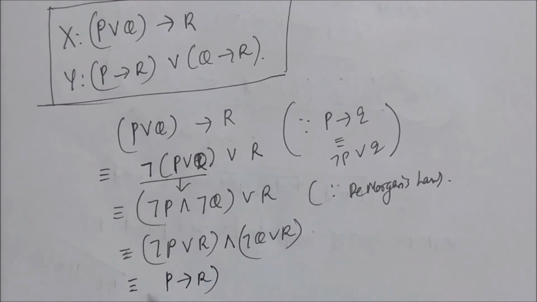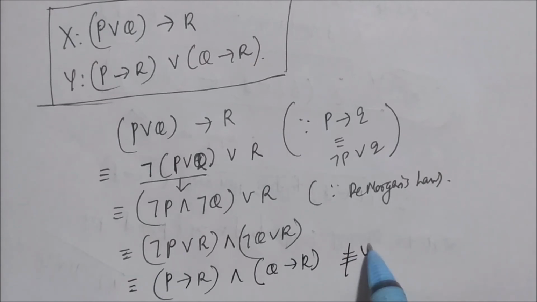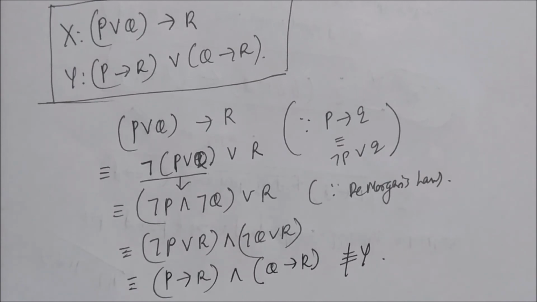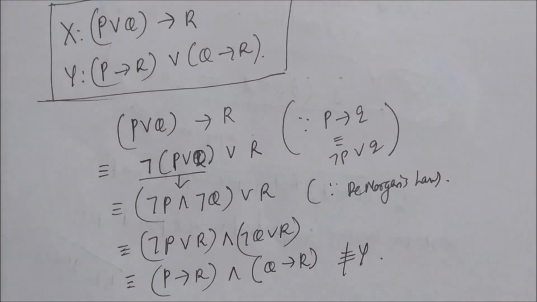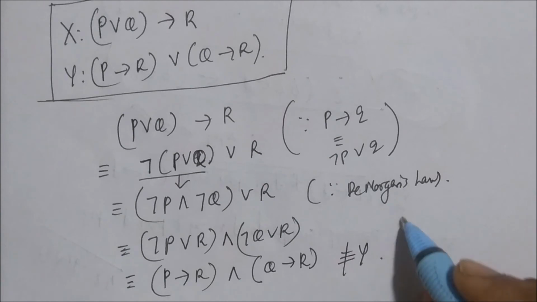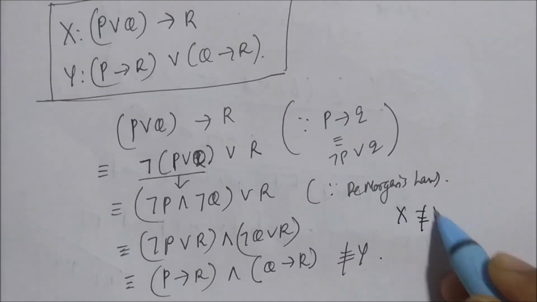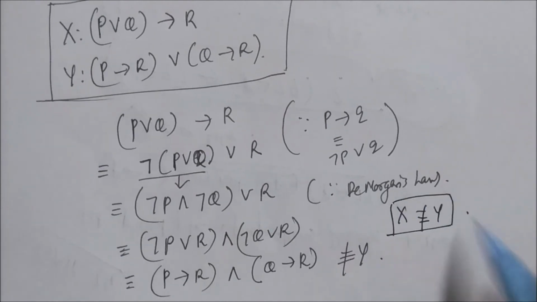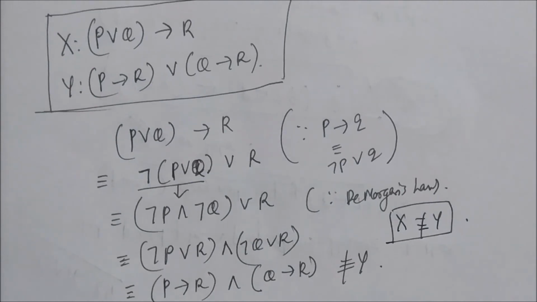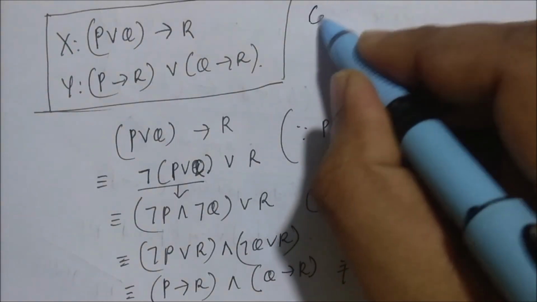Okay. So now not P or R, and not Q or R. Now we know that P implies R is the same as not P or R, right? And Q implies R is the same as not Q or R. So not P or R, and not Q or R, is the same as P implies R and Q implies R. Now this is not the same as Y, right? Because Y is the statement P implies R or Q implies R. Here the statement is P implies R and Q implies R. So we get that X is not equivalent to Y.